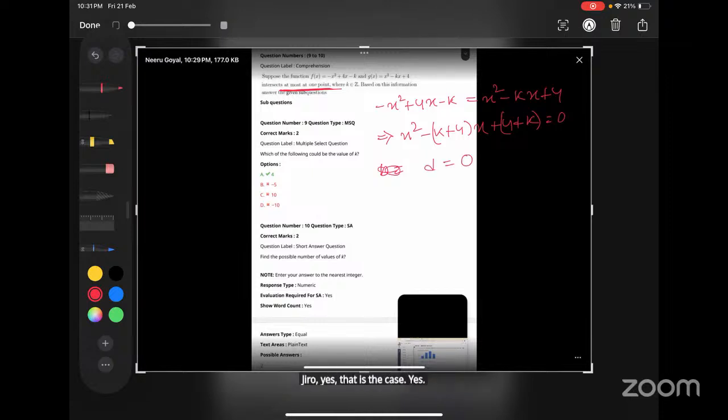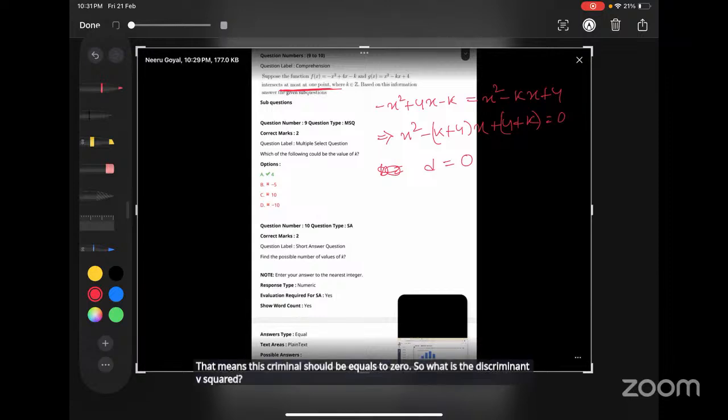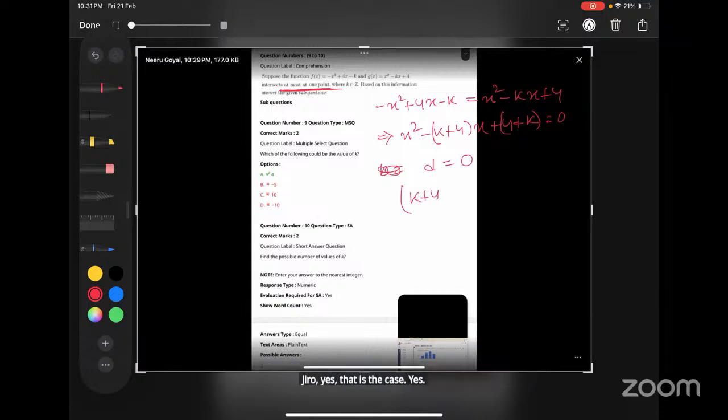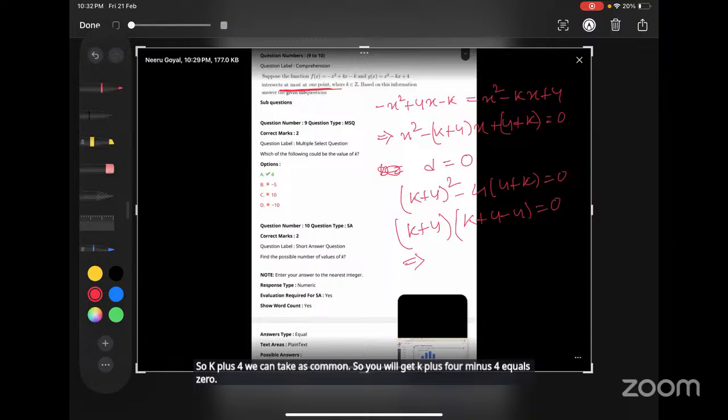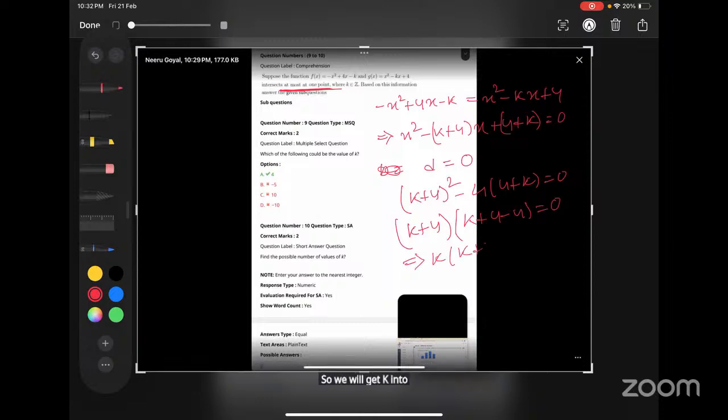So what is the discriminant? b square, which means (k plus 4) square minus 4ac, right? 4 into (4 plus k) equals 0. So k plus 4 we can take as common. We will get (k plus 4)(k plus 4 minus 4) equals 0, so k into (k plus 4) equals 0. So we get k equals 0 and 4. So two possible values are there, right?